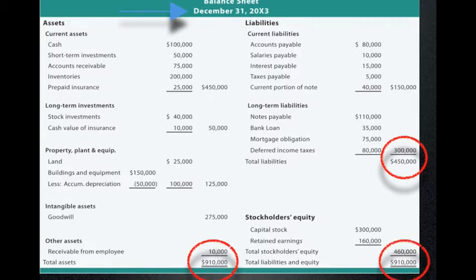This all adds up to give us total liabilities and equities of $910,000. Therefore, we see that A equals L plus E. So our balance sheet is balanced.